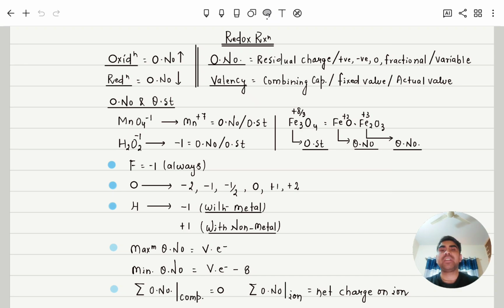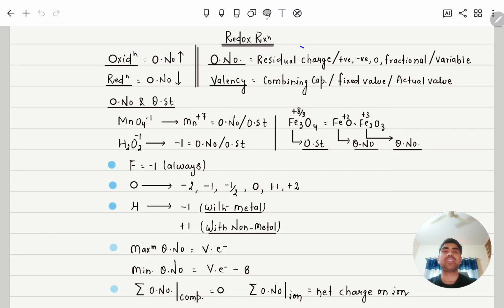So oxidation, in a nutshell, we can define as: whenever oxidation number is increasing, oxidation is happening. That means if the element's oxidation number moves from left to right in the number system, then oxidation is happening. And in reduction, if we are moving from right to left in the number system, the oxidation number is decreasing, which means reduction is happening. So oxidation number and valency, what is the difference between them?